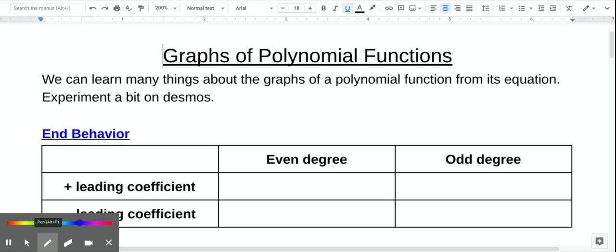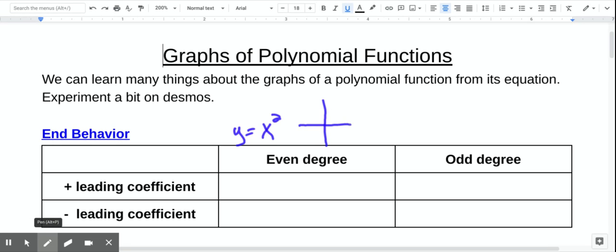So I want you to think about an even degree function and think about the most basic even degree function that we have, which is y equals x squared. Okay, and we know that that's a parabola. It looks just like this. So if you have an even degree function and it's positive, both the left and the right hand end behavior is up. So on the left, it's going up, and on the right, it's going up. And that is going to be true of any even degree function.